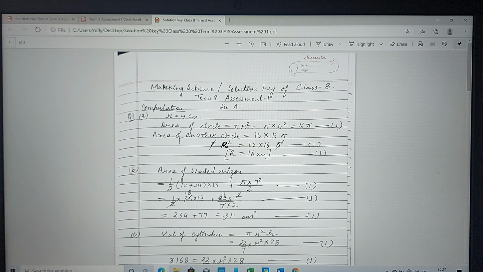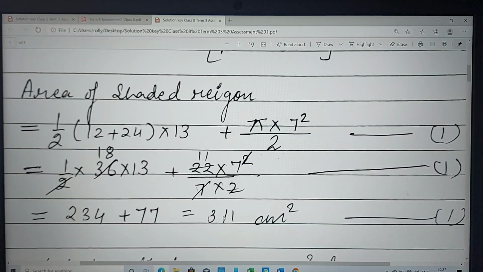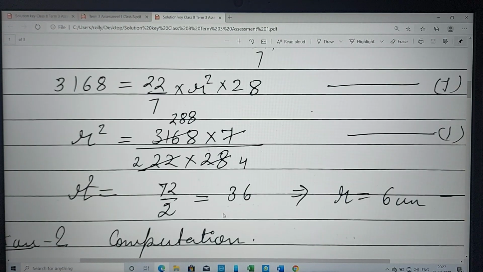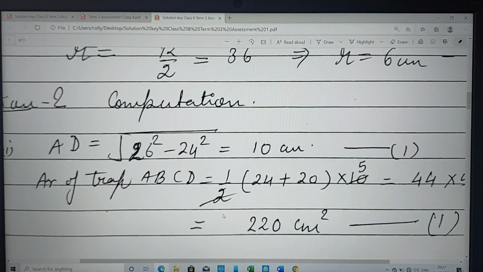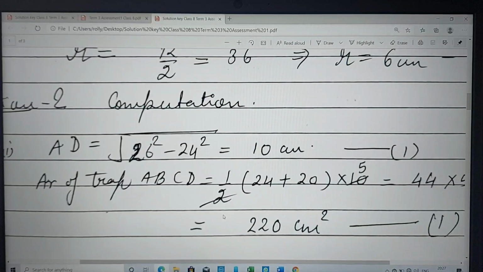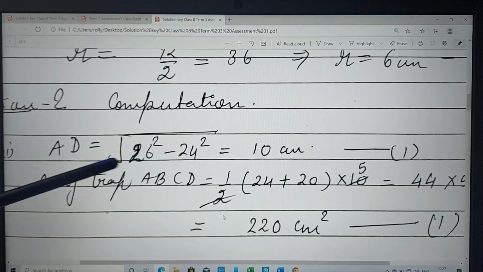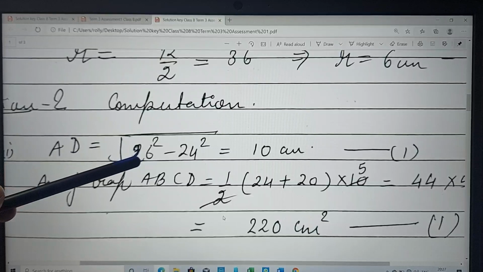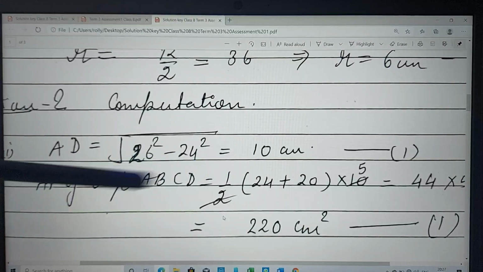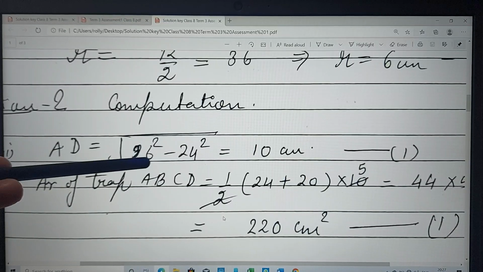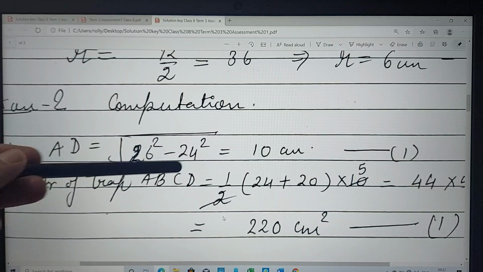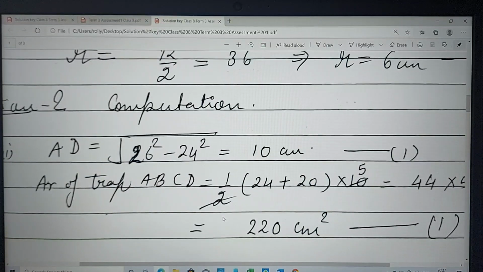Okay, so here we were. So AD will be equal to the under root of hypotenuse square minus base square. Are you getting it? So it will be 26 square is 676, 24 square is 576. Under root 100, that means 10 centimeter.